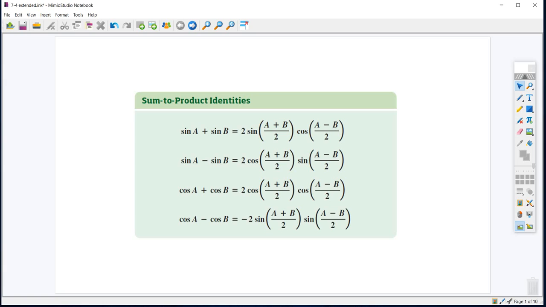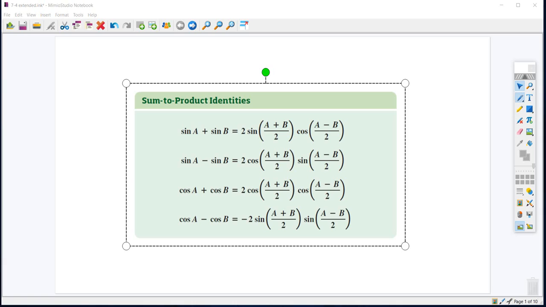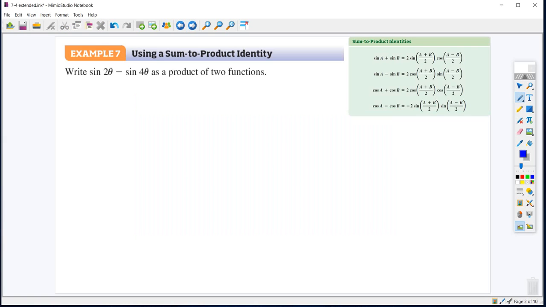Again, we don't have to memorize them, but we can use these formulas if we are asked to convert a given addition or subtraction to a multiplication form of the trigonometric identities. So let's get started with our first example type. This is example 7. As I said, we are starting from the second part of lesson 7-4, which is why we have the formulas here. I would like to call them formula 1, 2, 3, and 4, as it will be easier to tell which one is which.